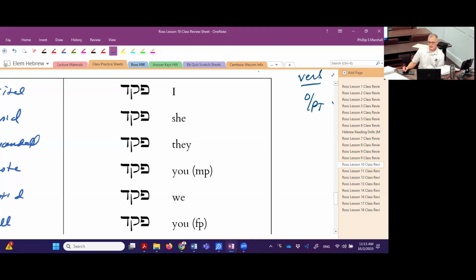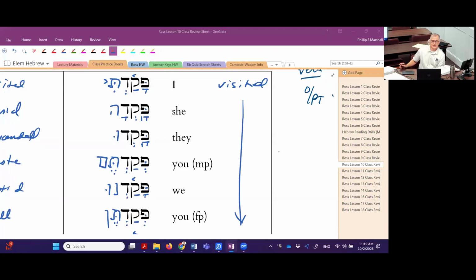All right, let's go over this real quickly. We have about a minute left in our class time here. So I have, for I visited, pakadti. Everybody got that? Pakadti. Right. Ti is the I subject inflection. For she visited, pakada. Remember, that's a vocalic ending. That causes vocal shava under root two. Pakada.